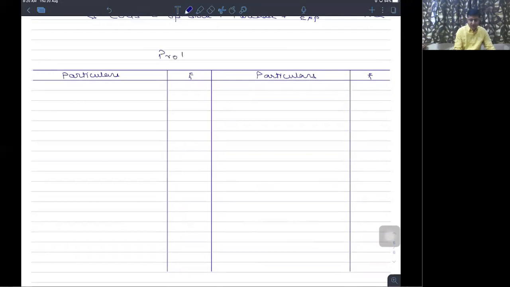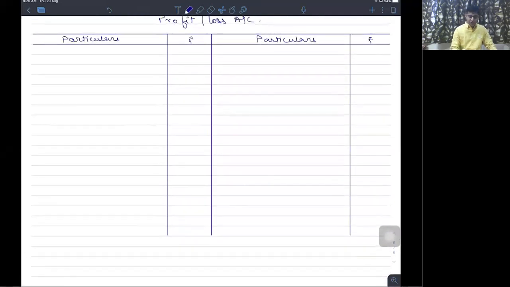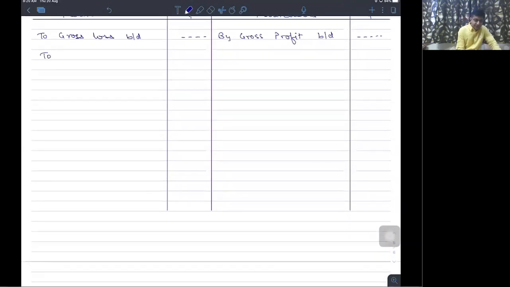So let's talk about the format of profit and loss account. Whatever is the gross profit or gross loss, that must be brought in here, by gross profit brought down or to gross loss brought down, either which way it can be. All right. Now, indirect expenses like to administrative expenses.